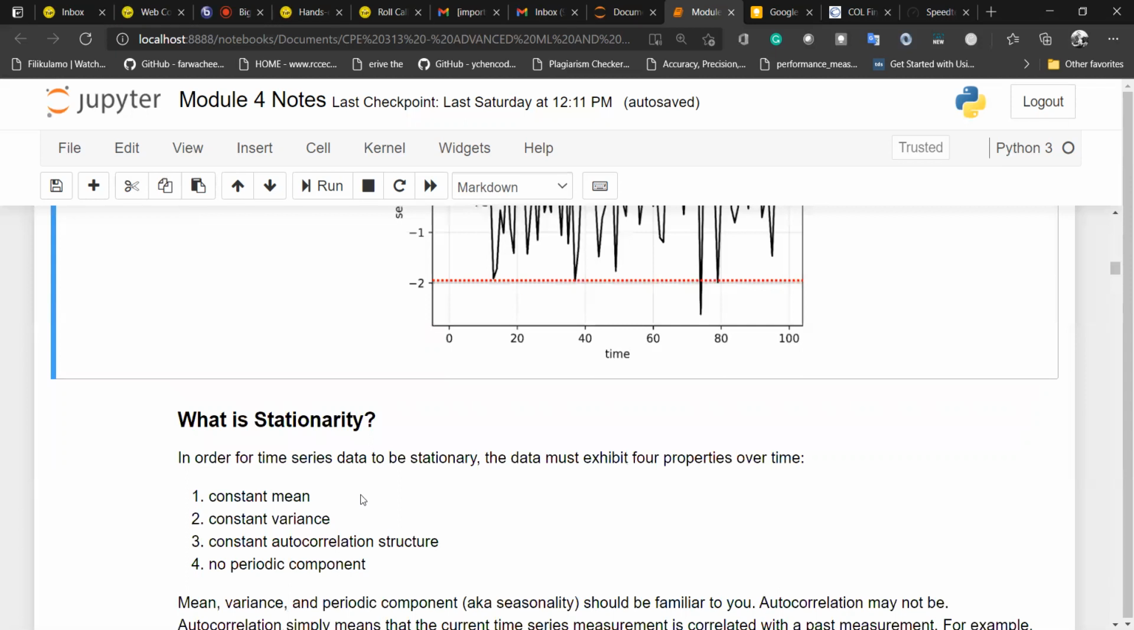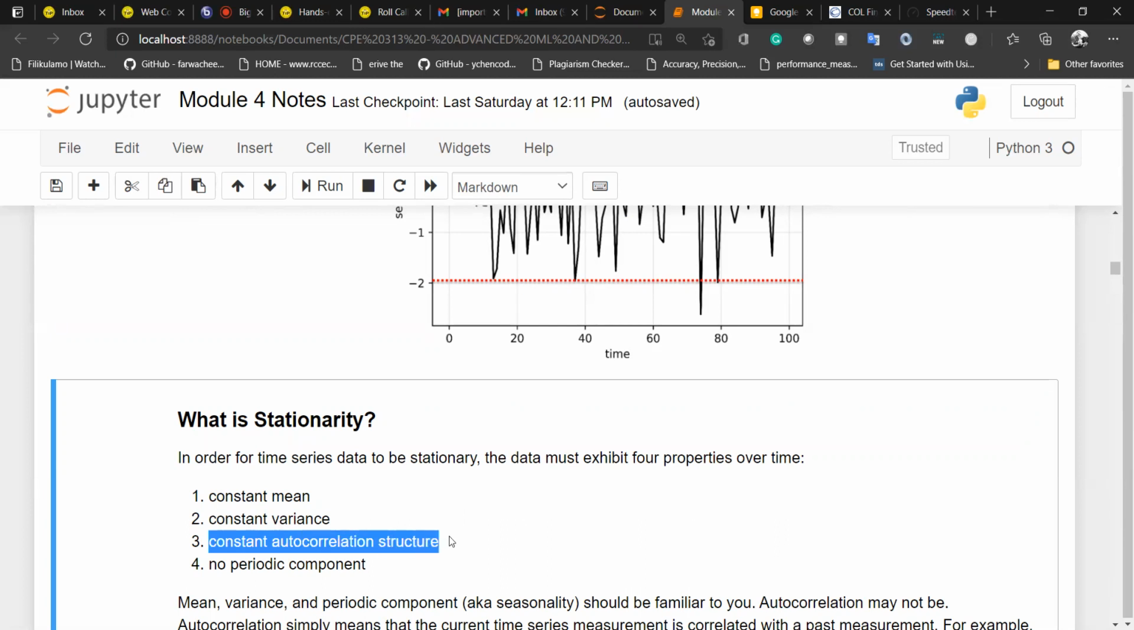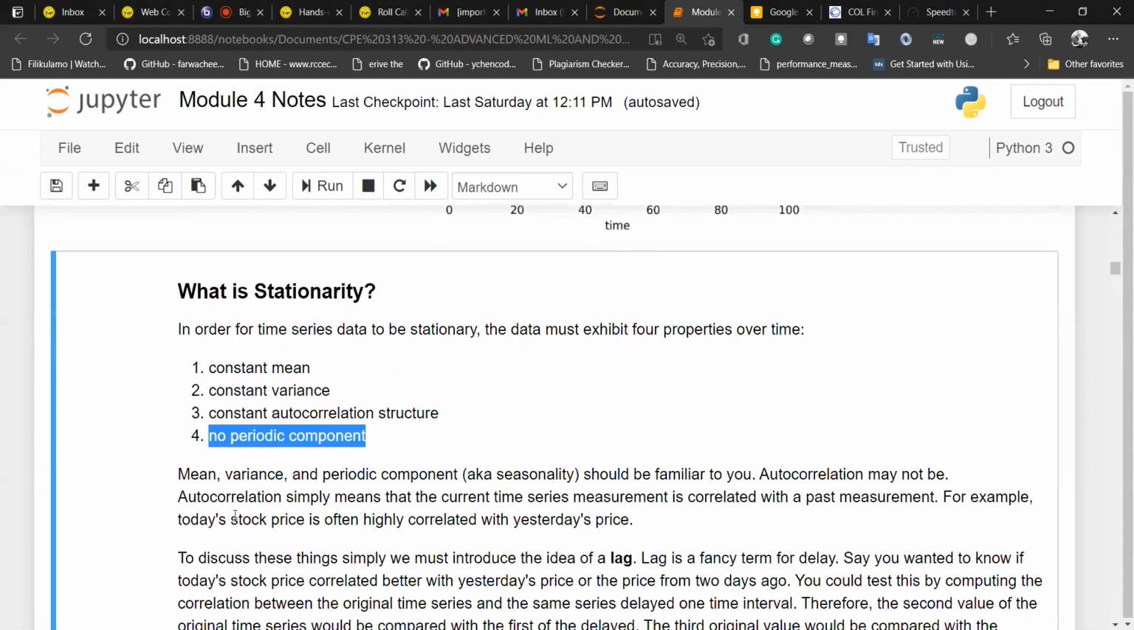And in order for time series data to be stationary, it should exhibit four properties over time. Number one, it should have a constant mean. Number two, it should have a constant variance. Number three, there should be a constant autocorrelation structure. And number four, there is no periodic component. You'll see here that the mean, variance, and periodic component, also known as the seasonality, should be familiar to you. Of course, autocorrelation may not be. So what is autocorrelation? It simply means that the current time series measurement is correlated with the past measurement.